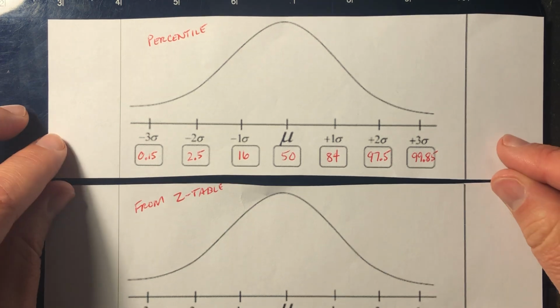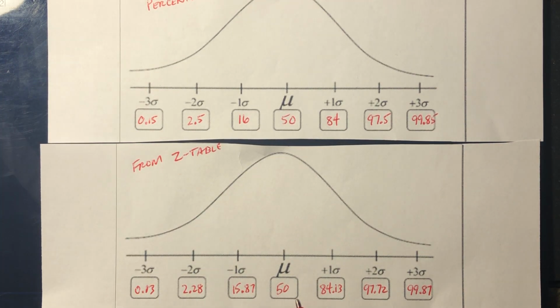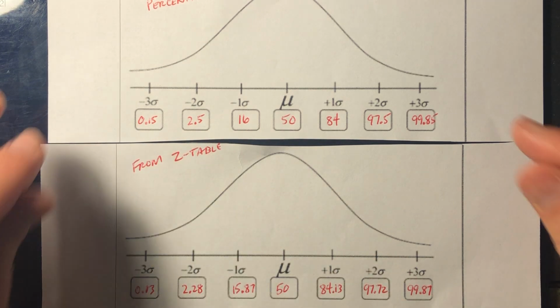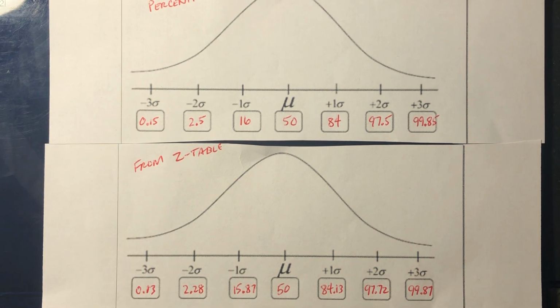Now, if you look at the Z table, these are the actual percentiles. Okay, you can see slightly different. Now, does it matter in the grand scheme of things? No, because it's really, really, really close. Okay, but as you can see, this is 0.13, 0.15, 2.28, 2.5. All right, so these are the actual ones. Okay, and you can get them from the Z table.